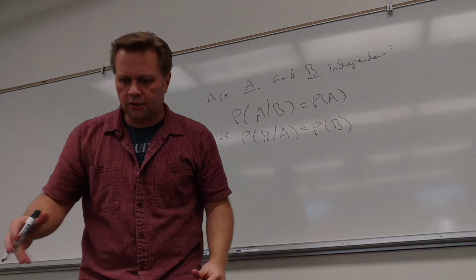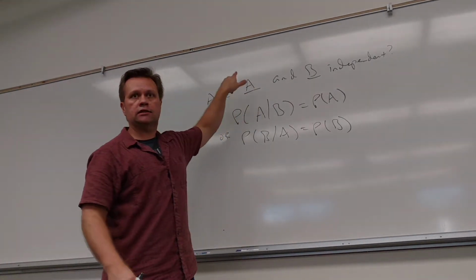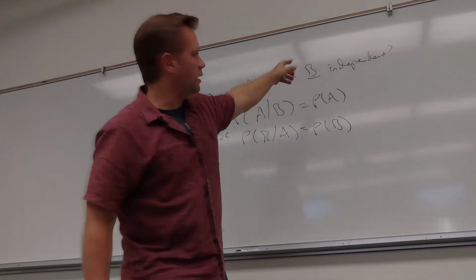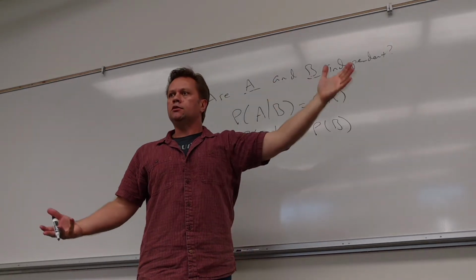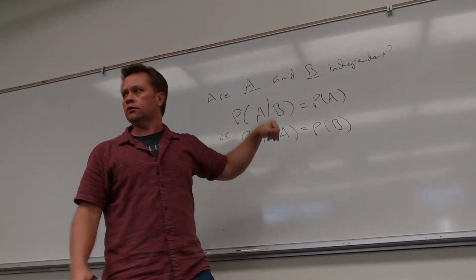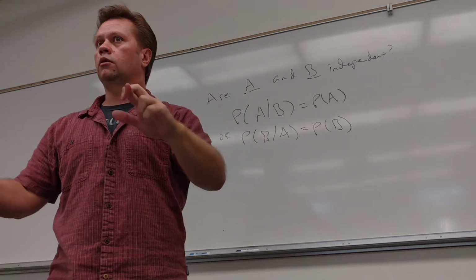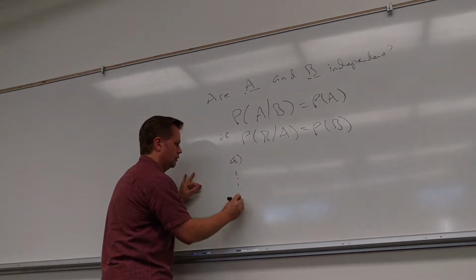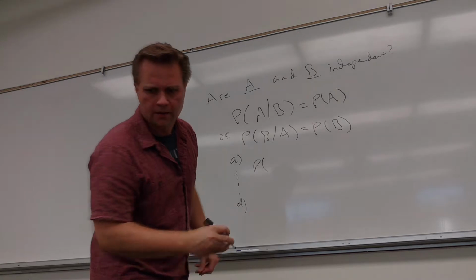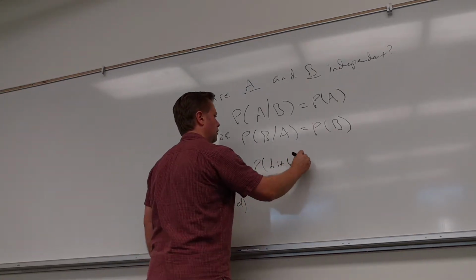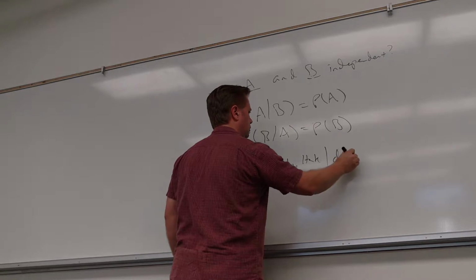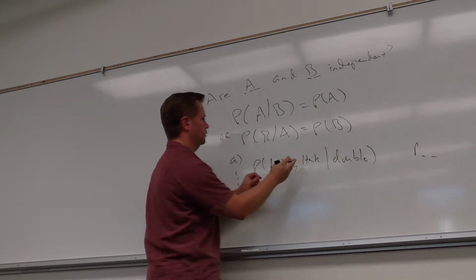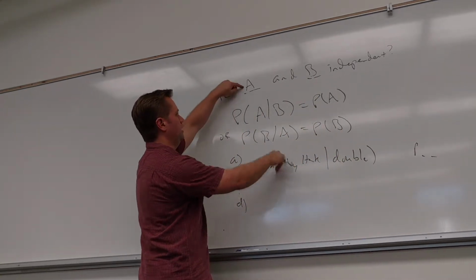So on this problem, it says, are the hit being made by Hank Aaron, that's event A, and the hit being a double, that's B, independent? You just have to check one of these two things. It's multiple choice, so you can check. If you look in the multiple choice, every single one of them starts with the probability of hit by Hank Aaron given double. And then it compares it to something.